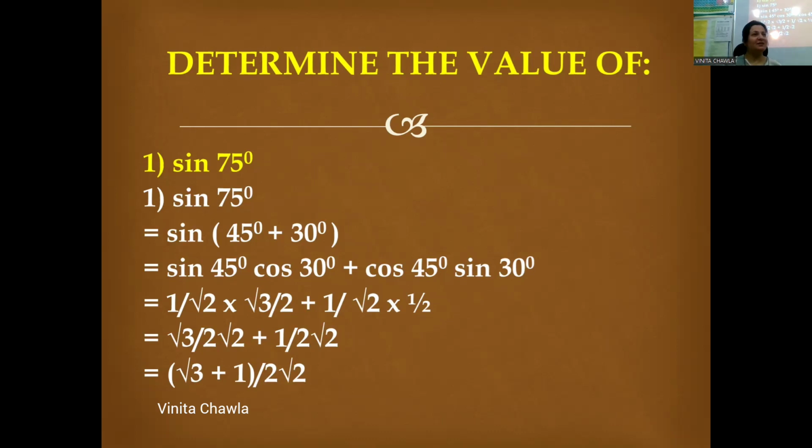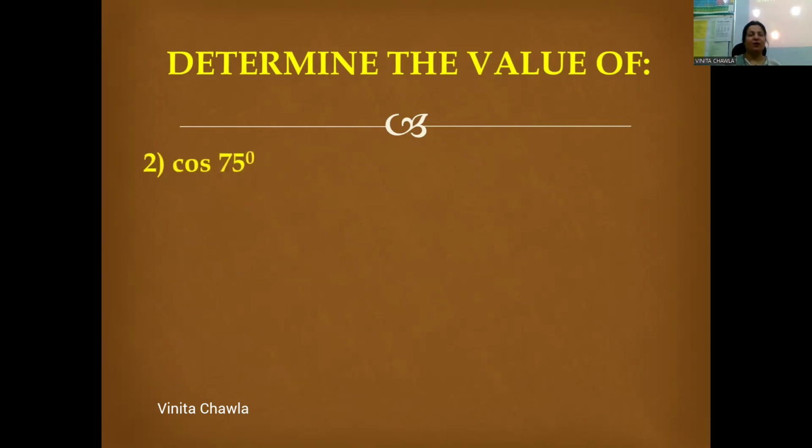Should I move to the next slide? You all have written. What if we have cos 75 degree? We can write cos a plus b, cos 45 plus 30 degree. What is the formula of cos a plus b?